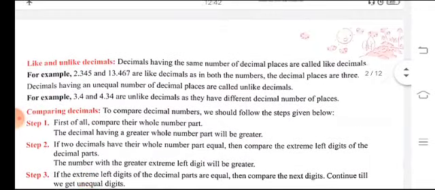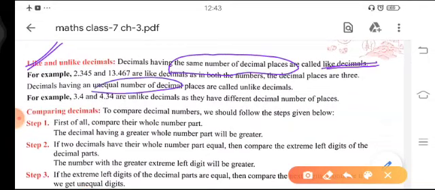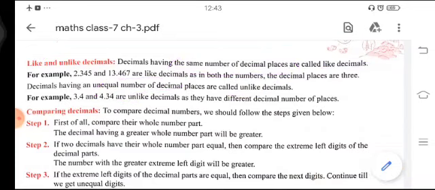How will you identify whether decimal numbers are like decimals or unlike decimals? First we will understand the definition of like decimals. Decimals having the same number of decimal places are known as like decimals. And decimals having an unequal number of decimal places are called unlike decimals. We will understand this with the help of examples.